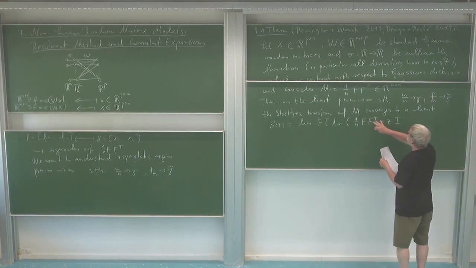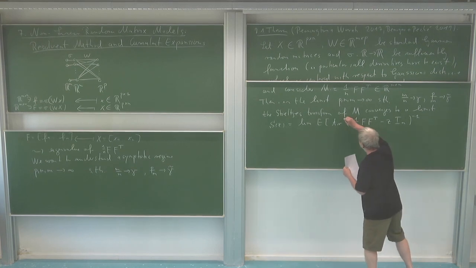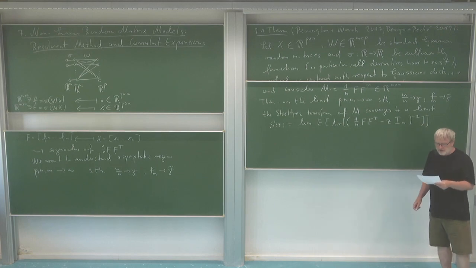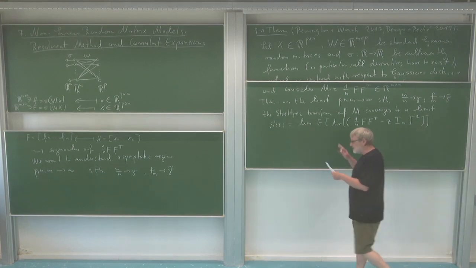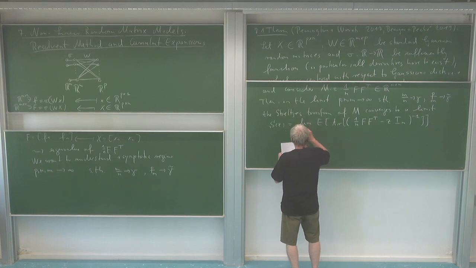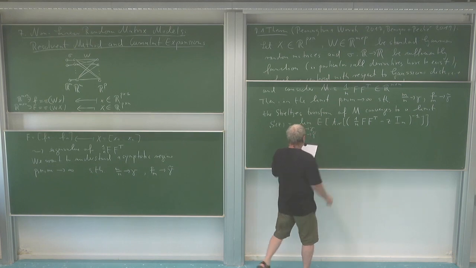The identity here in the M by M matrices, and then we take the inverse, minus 1. So this is the trace of this inverse, and then the expectation. That was our Stieltjes transform. And this has a limit if M, all those guys go to infinity in such a way that M divided by N goes to gamma, and P divided by M goes to gamma twiddle.